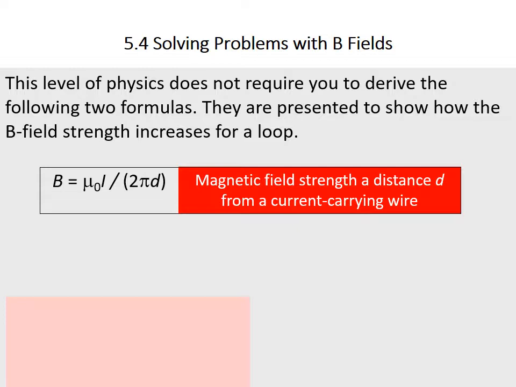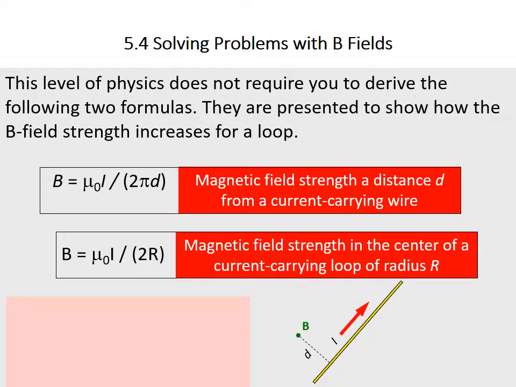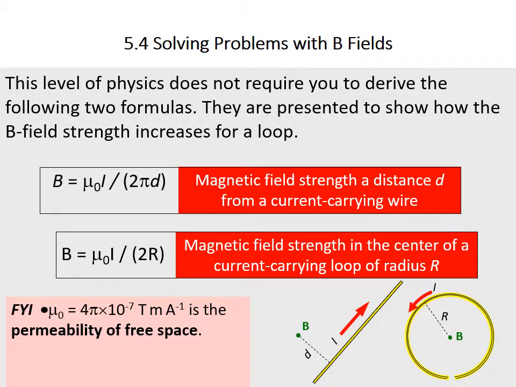So we have the magnetic field strength a distance d from a current carrying wire. B is the magnetic field strength, mu naught is the permeability of free space, I is the current, divided by 2 times pi times the distance. And then we have the magnetic field strength in the center of a current carrying loop of radius r. B is mu naught times I over 2 times the radius. Again, mu naught is 4 times pi times 10 to the minus 7 Tesla meter per ampere, the permeability of free space.